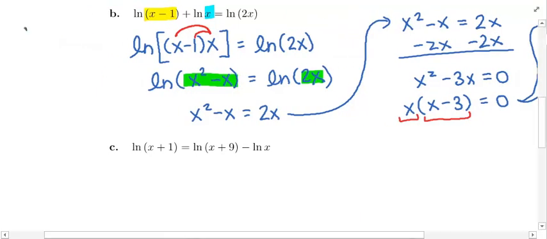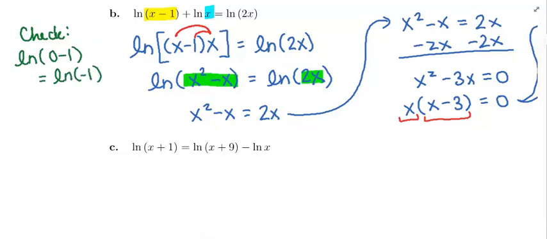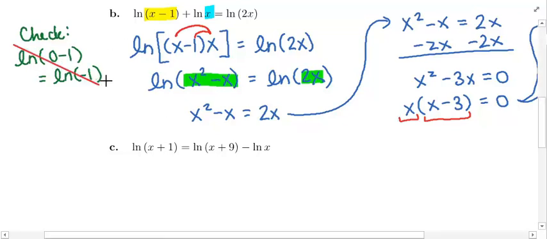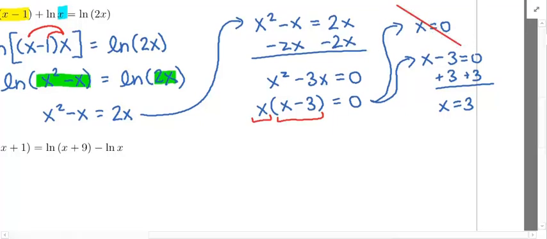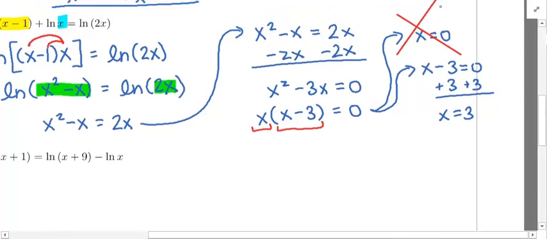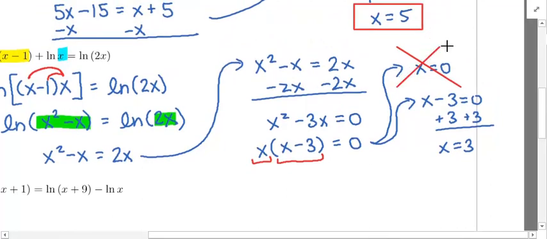Let's first check x equals 0. So plug it back into the original equation and see if you have any issues. So we're going to get the natural log of 0 minus 1. As soon as you do that, you see the natural log of -1. You cannot do that. You can't take the logarithm of a negative number. So this is bad, bad, bad. We're going to have to exclude 0 as a solution. This is an extraneous solution. It looks like a solution, but it actually isn't. So let me put here, this is extraneous.